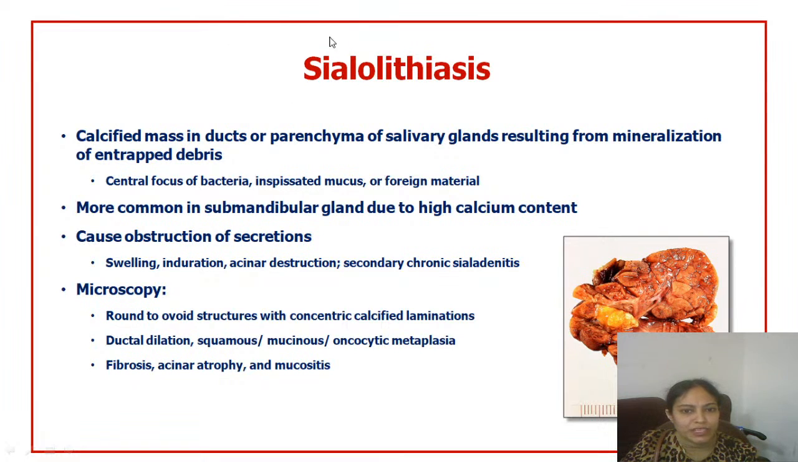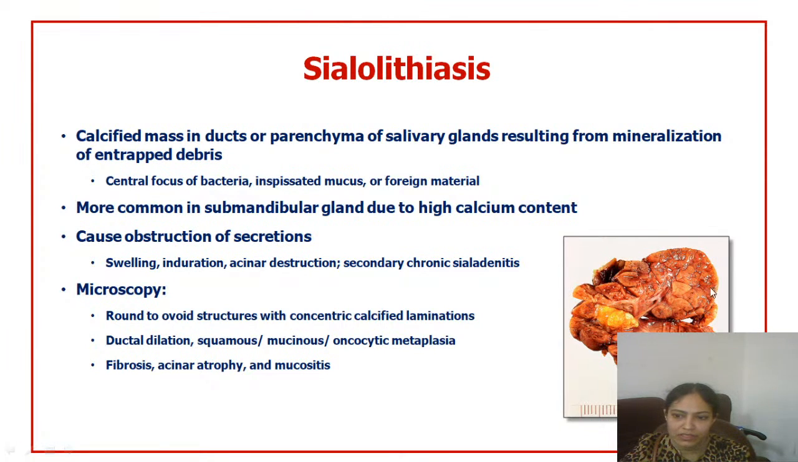Sialolithiasis. Sialo means salivary and lith means stone. So sialolithiasis refers to the presence of a calcified mass or a stone in the duct or parenchyma of salivary glands. This results from mineralization of entrapped debris within the ducts. What happens is you have a central focus of bacteria which grow on inspissated mucus or some foreign material, and then calcium keeps getting deposited on it. This is more commonly seen in the submandibular gland as compared to the others because of the high calcium content of the secretions within this gland.